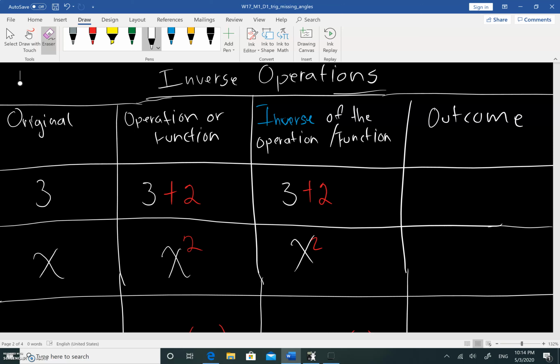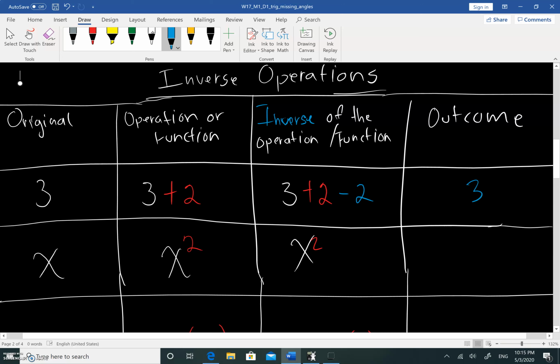And then, well, what is the inverse? So how do I get 3 back? What would I have to do to the plus 2 so that I can get rid of it? So if you said subtract 2, you're correct, right? If we added 2, the inverse or the opposite of adding 2 is to subtract 2, and our outcome is 3. So it's what we started off with, right?